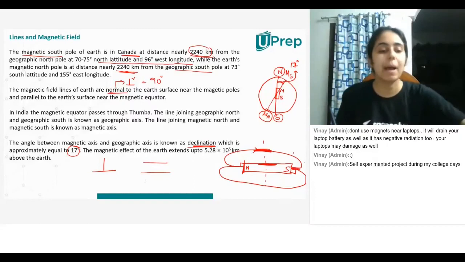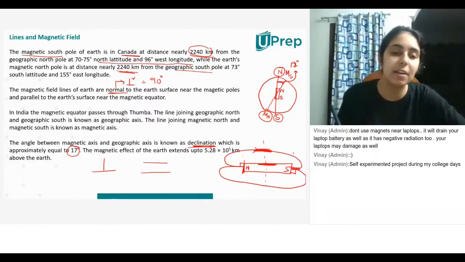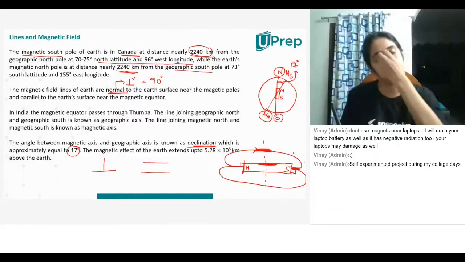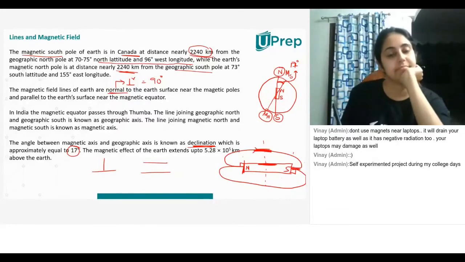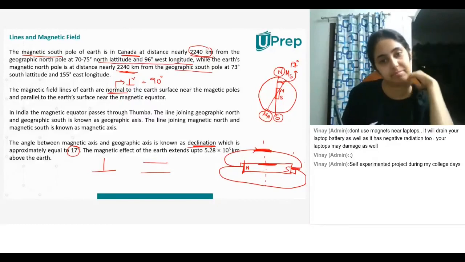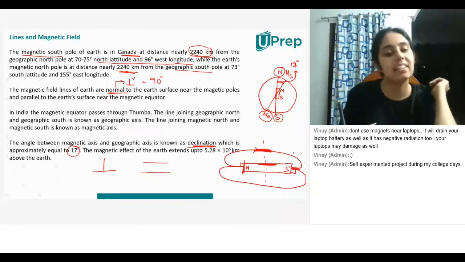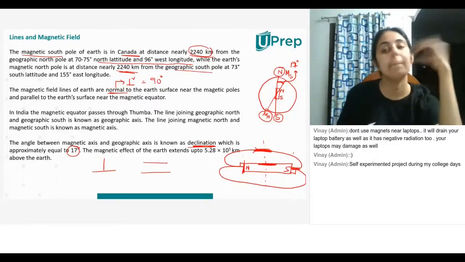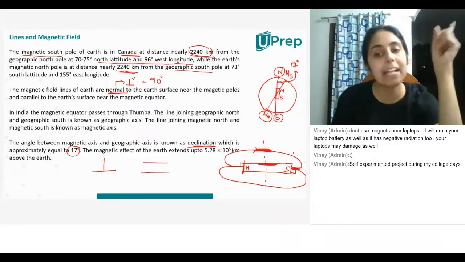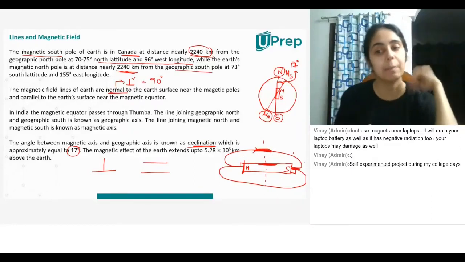Do you know what parallel means? Ma'am, can you show me another example? I understood everything, but the second thing you told about parallel, I didn't understand. Okay, that is fine. Did you understand perpendicular? Yeah. Okay. So at the poles, the magnetic field lines are perpendicular to the magnet. But at the equator, the magnetic field lines are parallel to the magnet.